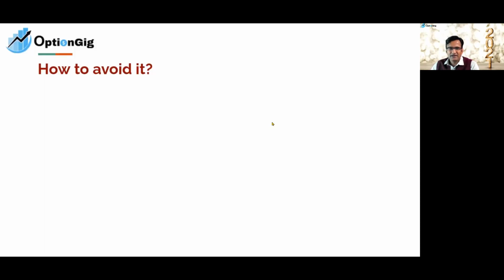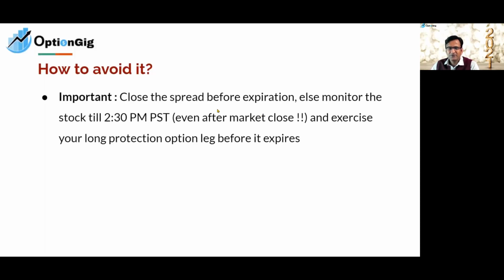So let's look at how to avoid it. Close it before expiration. If the stock was at 418 on September 4th, the put spread would have been trading at a very low value. He should have just closed it. And that is why I'm not comfortable letting these very volatile shares go all the way into expiration. But if you let it go into expiration, make sure you're monitoring your screen.